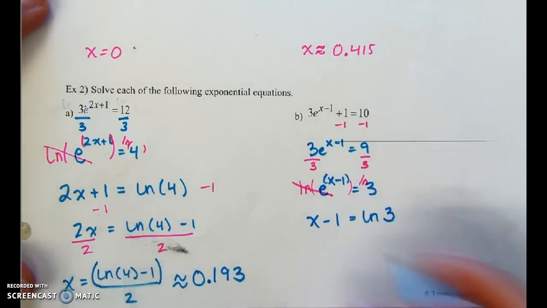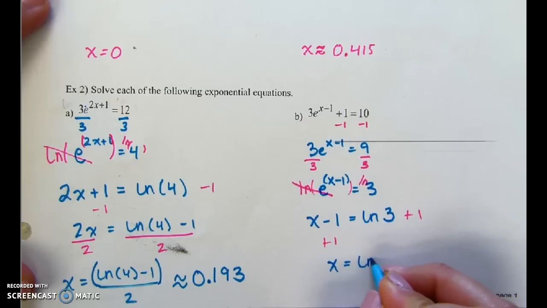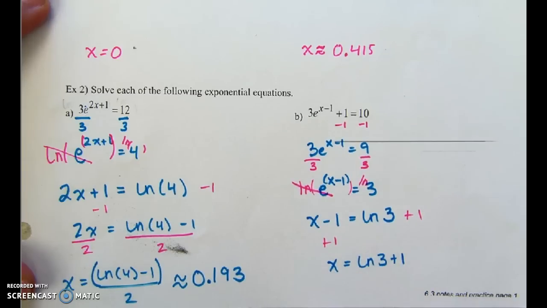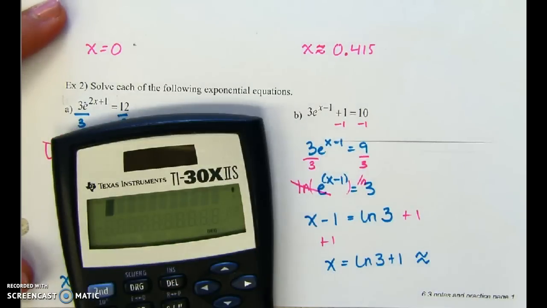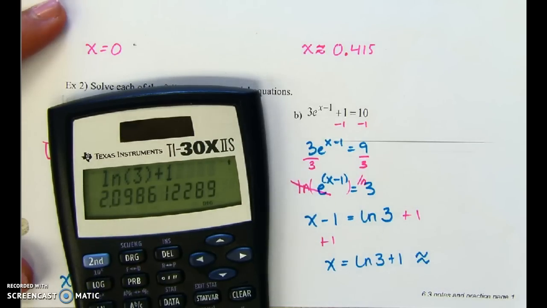Final step, get x by itself. Add the 1 to both sides. The exact answer is the ln of 3 plus 1. And then the approximate answer, we need to know both. Ln of 3, like that. Make sure you close the parenthesis. If you close the parenthesis, you'll get it right. Plus 1.